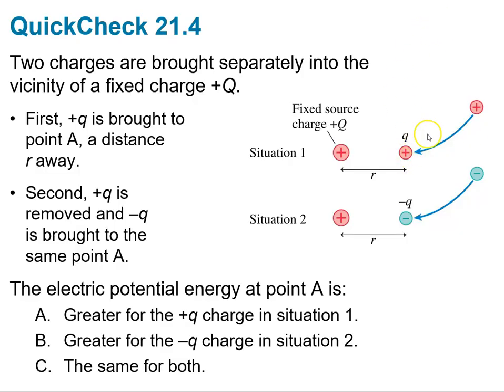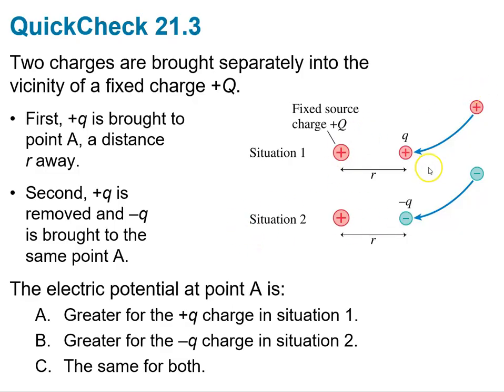Okay, so like charges repel. So in order to move this charge from point 1 to here, it's going to take some energy. The negative charge, which is going to be attracted, actually has a greater potential energy here than it does here, because it's attracted. It wants to be in this position. So the electric potential energy is going to be greater for the positive charge than it is for the negative charge.